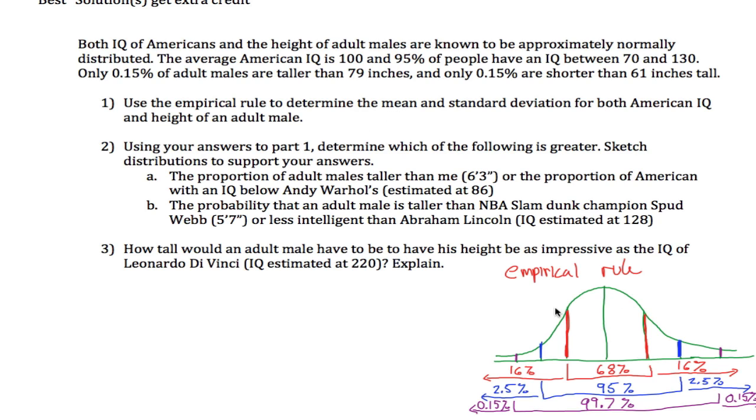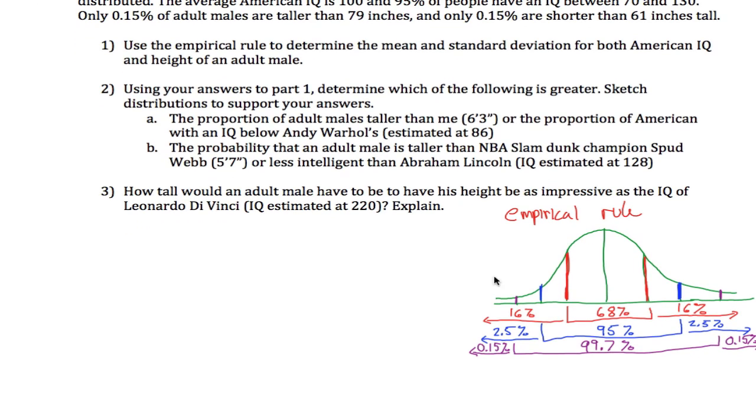So what we'll use throughout this problem is this empirical rule. Basically what it's saying here is that 68% of the data lies within one standard deviation of the mean, and 95% of the data lies within 2 standard deviations, shown in blue here, and 99.7% of the data lies within 3 standard deviations of the mean, in purple.